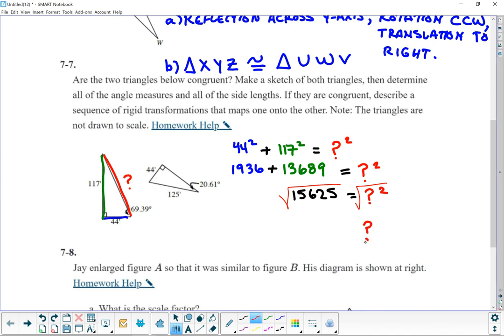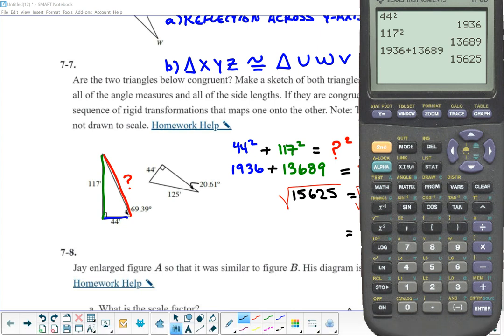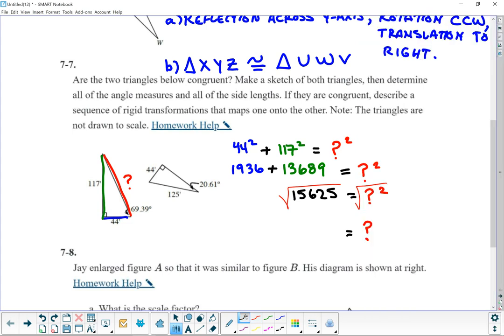Now we have question mark is equal to, and all we have to do on our calculator is take the square root of 15,625. That gets me a nice number of 125. Right, so it says that question mark is equal to 125, and that matches up. So far I'm good. So far, that's 125.